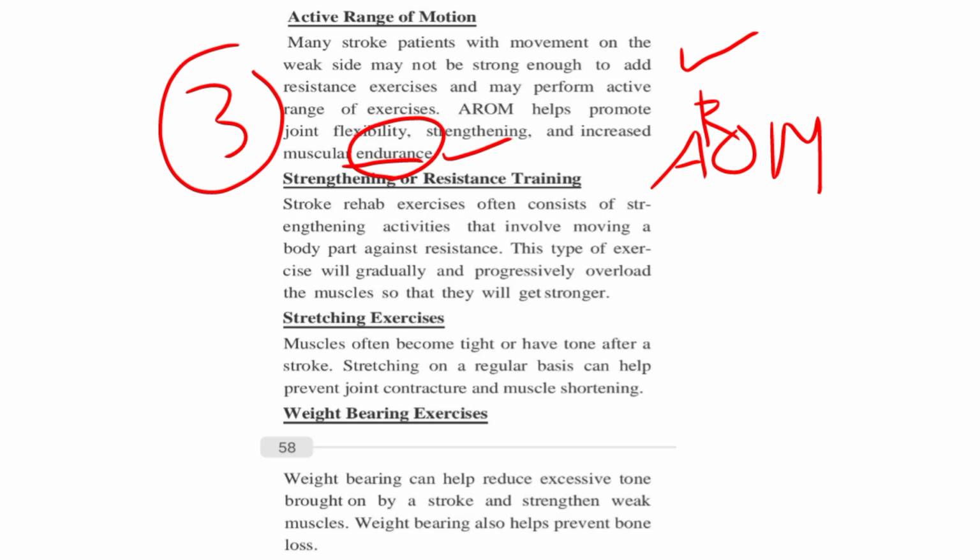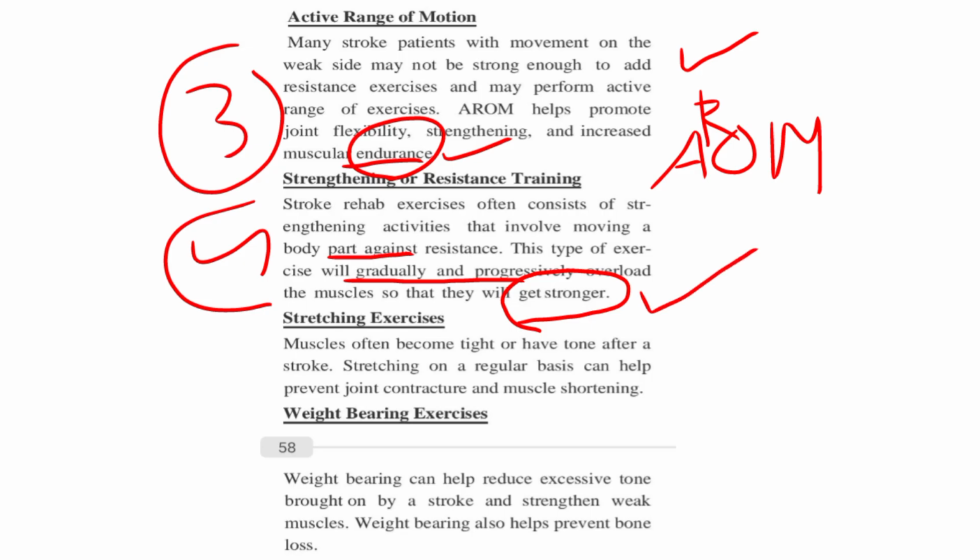Strengthening or resistance training. When the patient is successful in all three ranges, we can go for strengthening. Stroke rehab exercises often consist of strengthening activities that involve moving a weak body part against resistance. This type of exercise is also performed gradually, but we increase the progression with the passage of time. When we see the patient improve, we overload the muscles so that they get stronger. The strengthening goal is to build muscle strength.